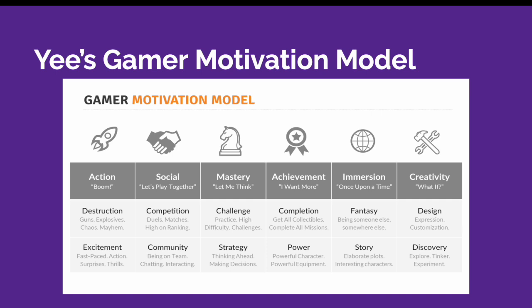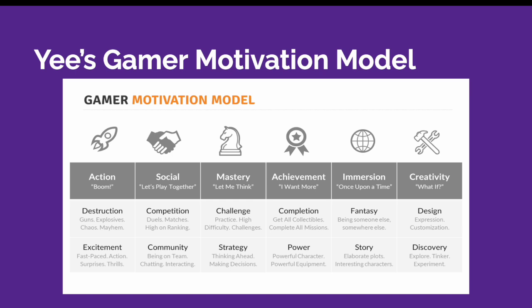He was specifically interested in seeing what appealed to them, what kinds of aesthetic experiences motivated and appealed to different gamers. And what came out of that was this model of these 6 overarching aesthetic motivations that individuals can find appealing in a game or not, as the case may be. And so the 6 big ones are action, social, mastery, achievement, immersion, and creativity. This is the top line on the diagram you've seen here.